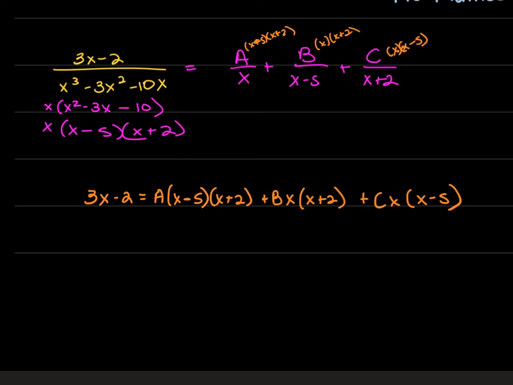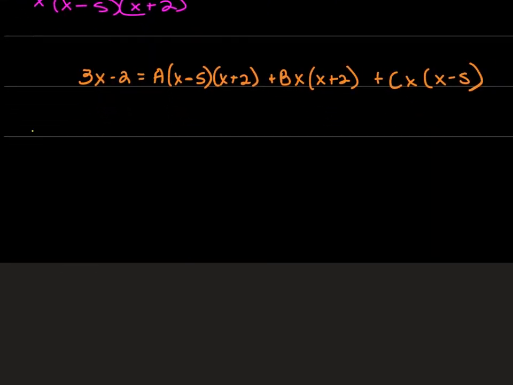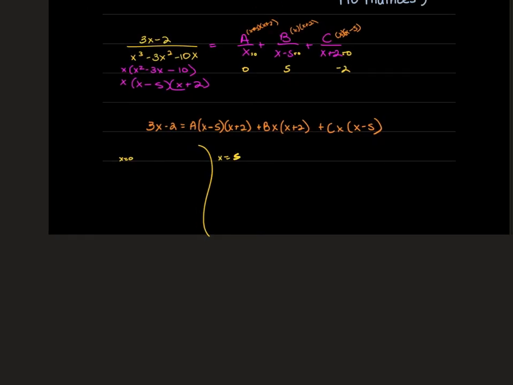Okay, so now I want to figure out what I have to plug in. And when there's 3 variables especially, it's easier to go back to your original fractions and set all your denominators equal to 0 and know that whatever you solve for, that's what you're going to plug in. So I'm going to have to plug in a 0, a 5, and a -2. So when x is 0, when x is 5, and -2.